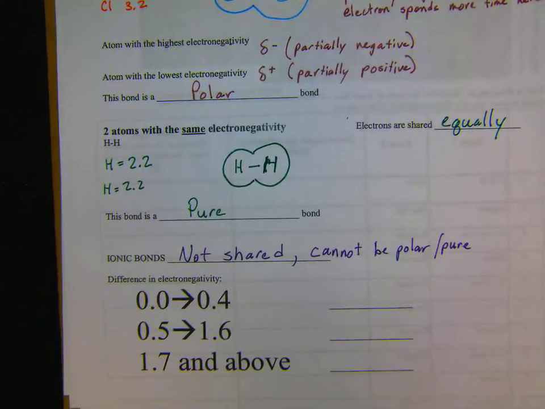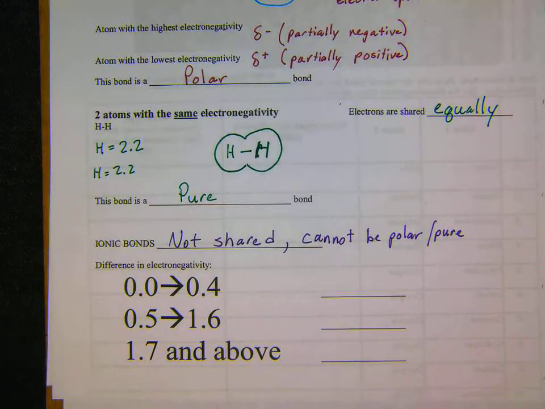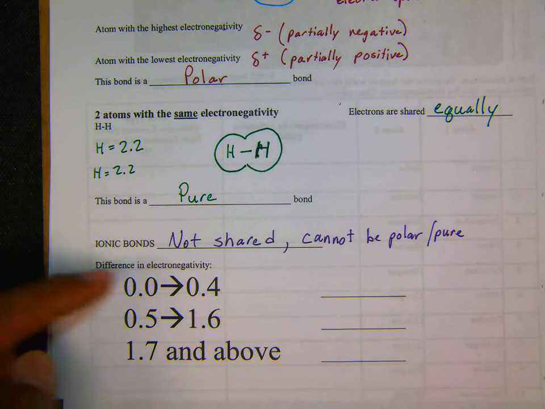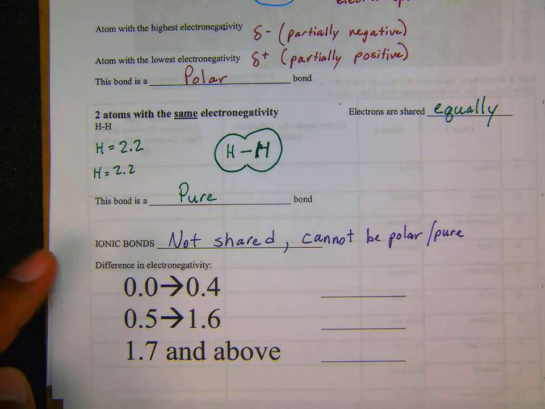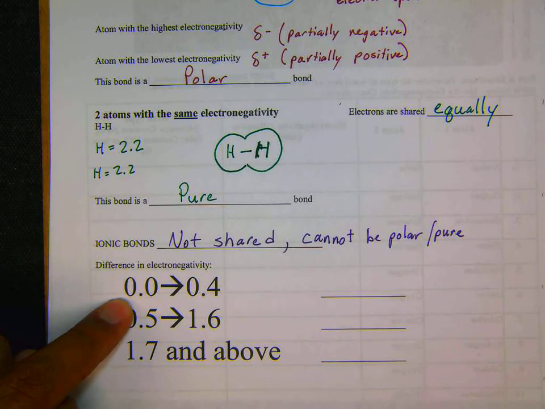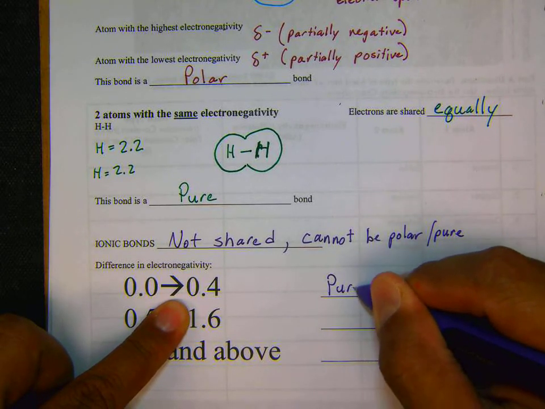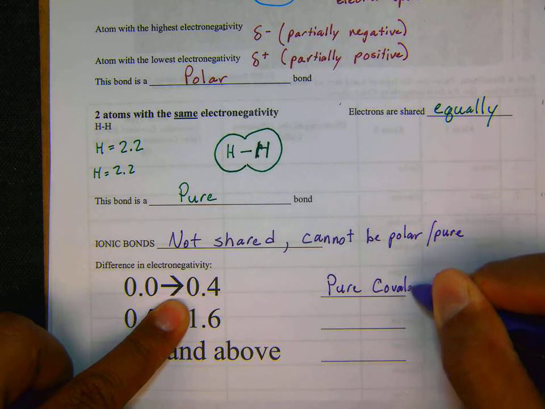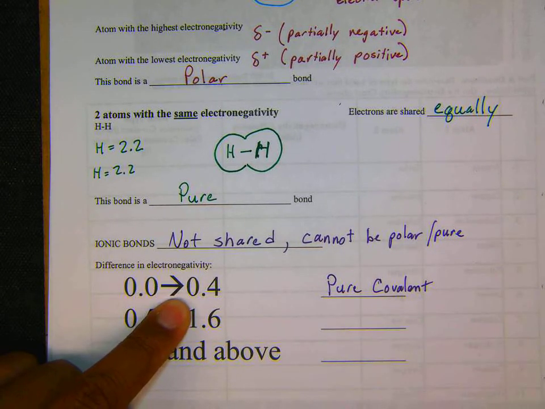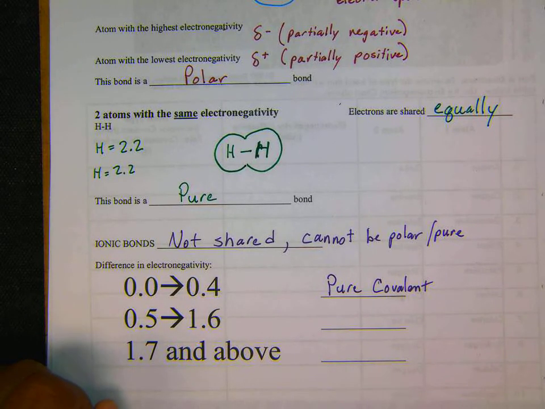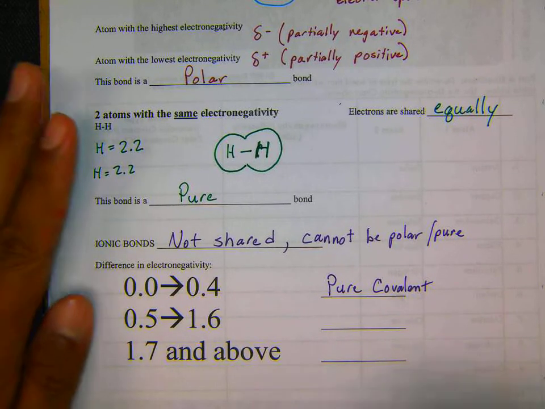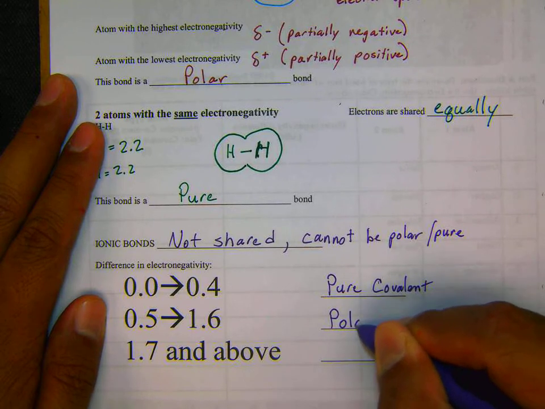All right, so right down here, you'll see the range of difference. So if I took two elements and I subtracted them, if the difference is between 0.0 and 0.4, they're pretty much close enough that we can say that they are pure covalent. Okay? They are pure covalent. And if I have 0.5 to 1.6, this is going to be what we call polar covalent.